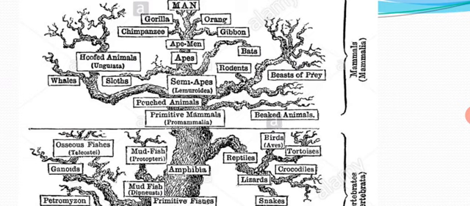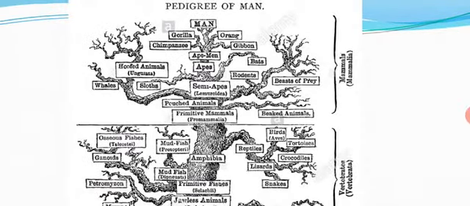So one important thing that you observe here, students, man is said to be in the peak position of this evolutionary tree. So man is regarded as the most highly evolved group of animals in this kingdom Animalia.